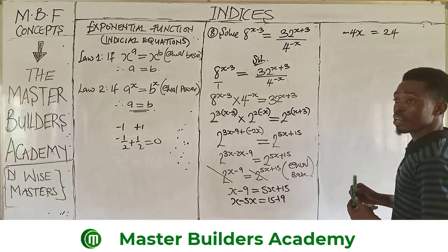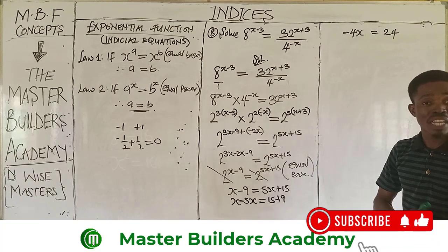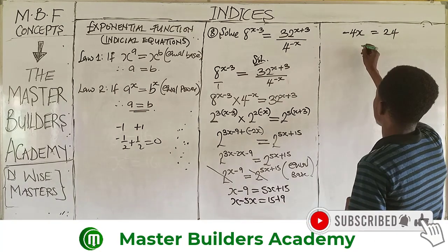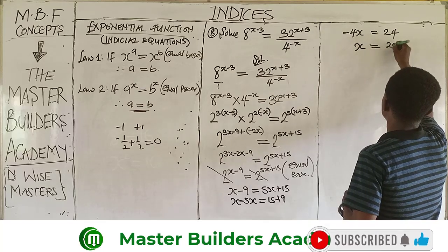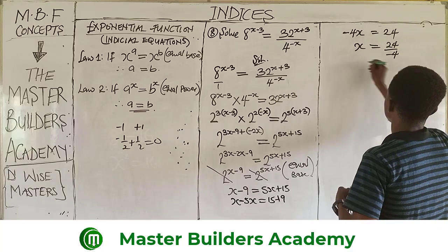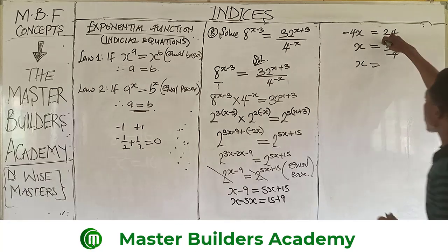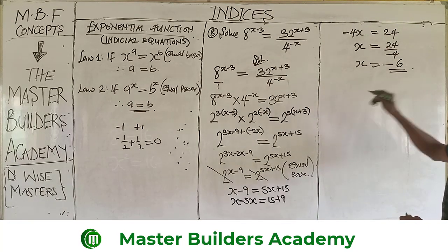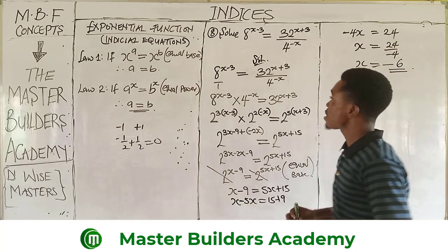All we just need to do now is to make the coefficient of x 1 by dividing both sides by minus 4. Then we are going to have this to be what? 24 over minus 4. Then x is equal to now. Plus divided by minus is minus. 24 divided by 4 is 6. So the answer to this question is minus 6.